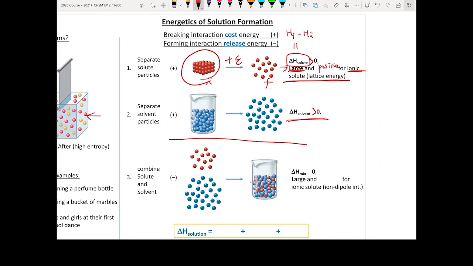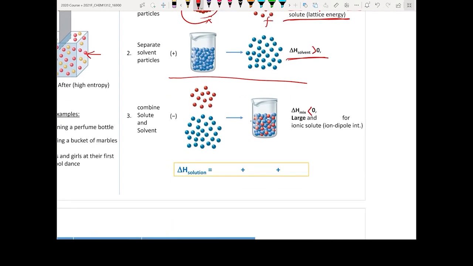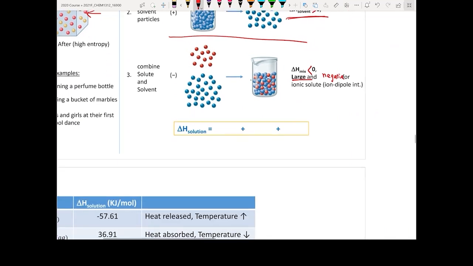Once you have separated your solute and solvent molecules, you mix them together. When you mix them, the solute and solvent interact with each other, and that's where you see the solution form. In this case, once you form the bonds, you form a lower energy species. So if you calculate the delta H of mixing, it is always negative. For ionic solute-solvent solutions, it will be large and negative.